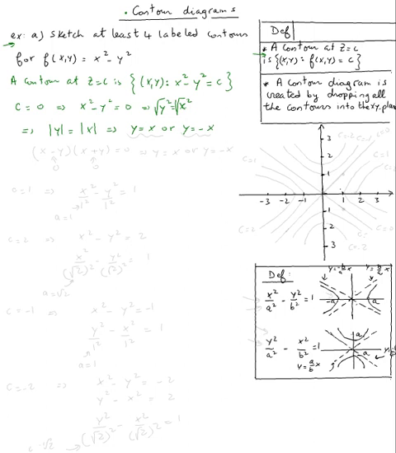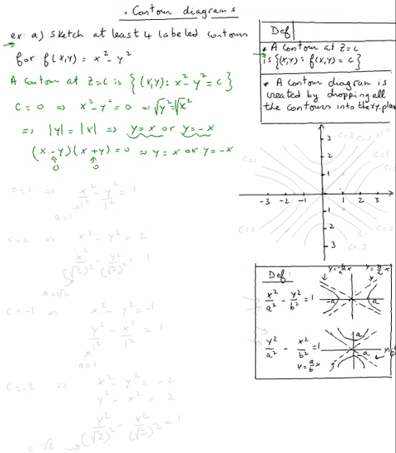Or you could factor it. Let me show you the other way. In other words, you're going to get two lines, y equal x, y equal negative x. You could also factor x squared minus y squared as x minus y times x plus y. That's supposed to be equal to 0. That means this is 0 or this is 0, which means y equal x or y equal negative x. So you get the same thing.